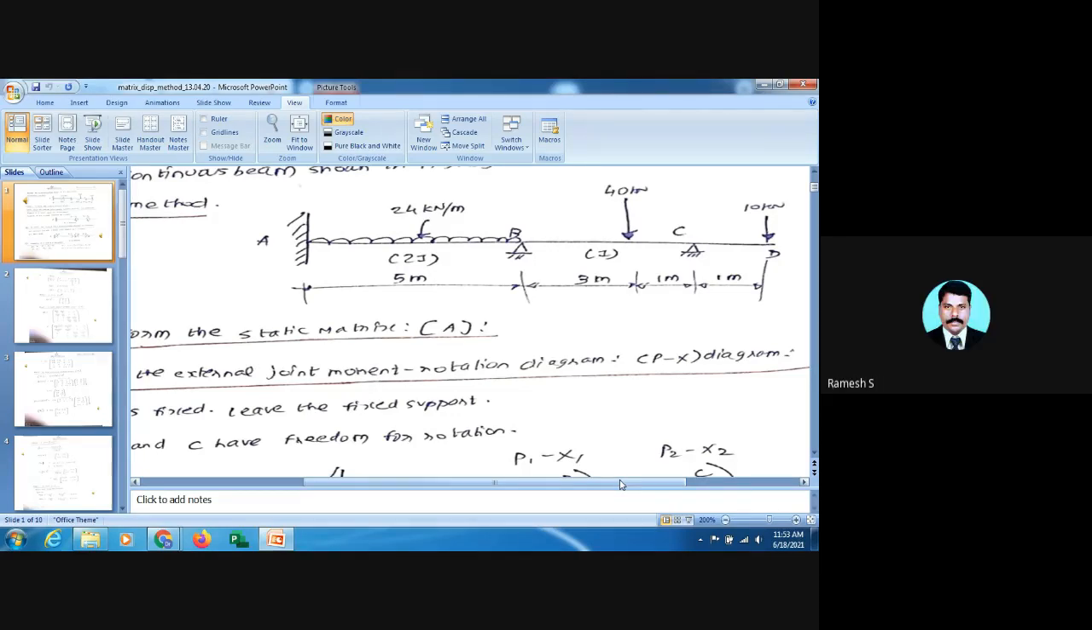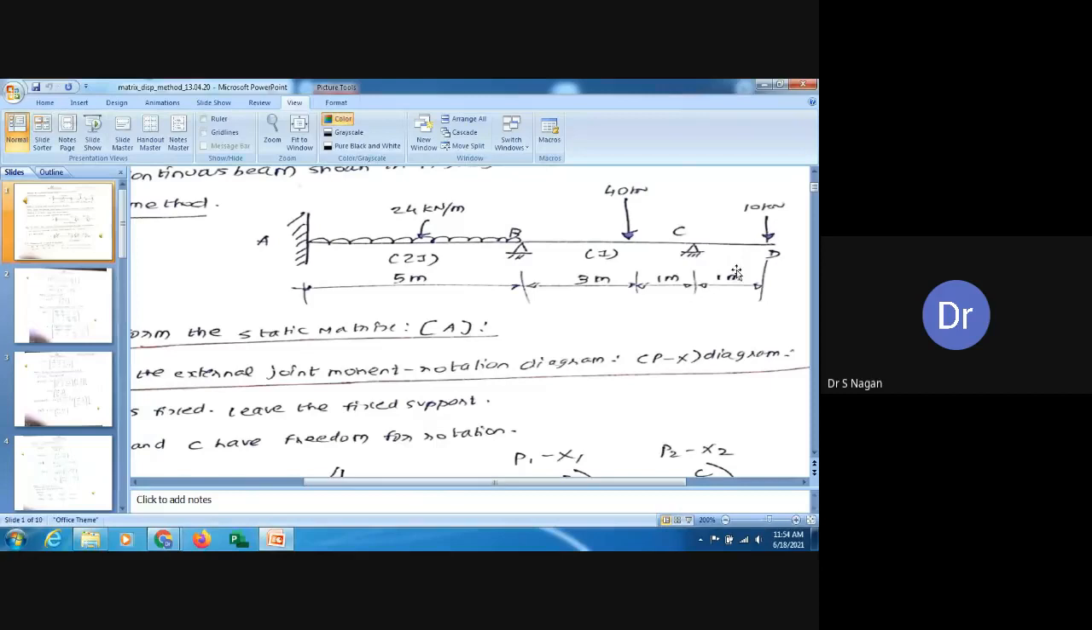No, not only the number of spans, here we have an overhang. We have spans AB and BC. In addition, we have an overhanging portion. So, in this example, we will see how to accommodate this overhanging portion.